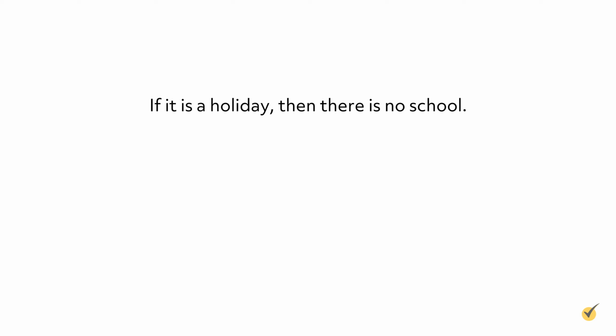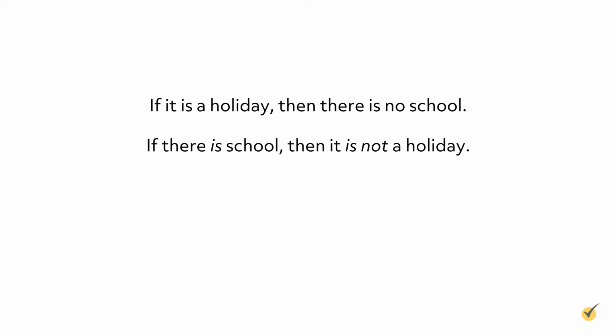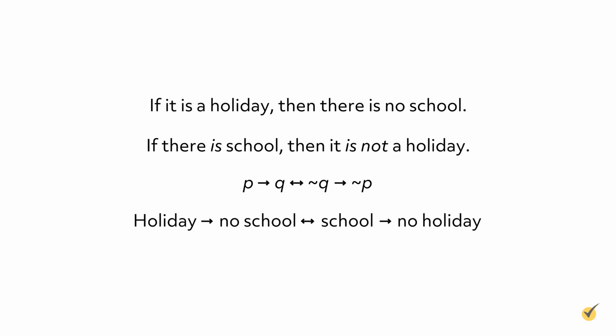This gives an equivalent statement: if there's school, then it is not a holiday. More formally, we can write this idea as P implies Q is equivalent to not Q implies not P. We use tildes or squiggles to denote the negation of P and Q. So just like holiday implies no school, yes school implies no holiday.